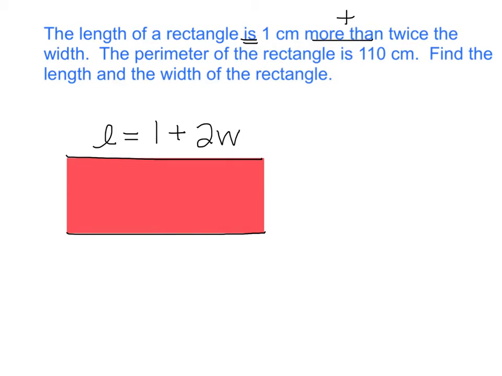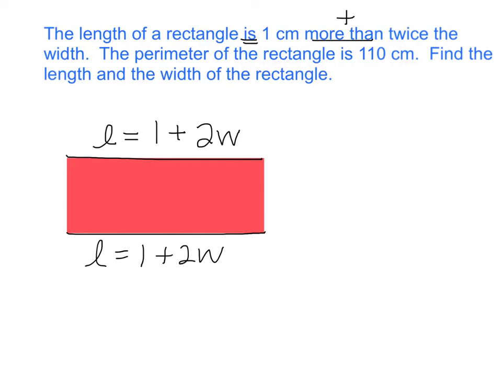So let me read it again. The length of the rectangle is 1 more than twice the width, which translates directly to this top sentence. Now, since, remember, top and bottom are the same, that translates to both of these sides being 1 plus 2w. Now let's look at our second sentence. The second sentence says the perimeter of the rectangle is 110 centimeters.